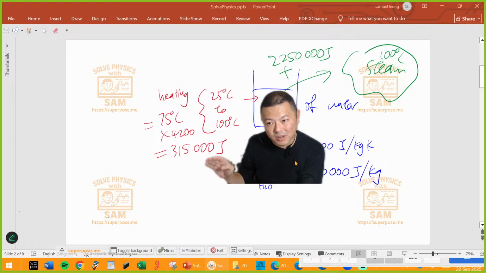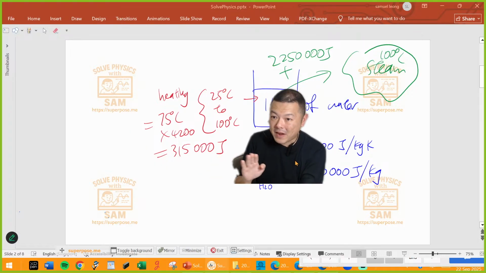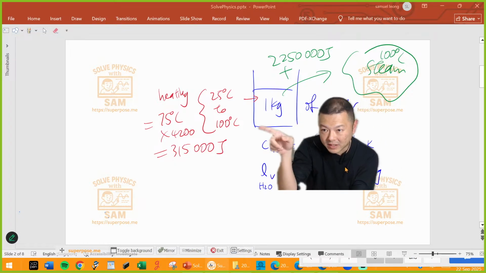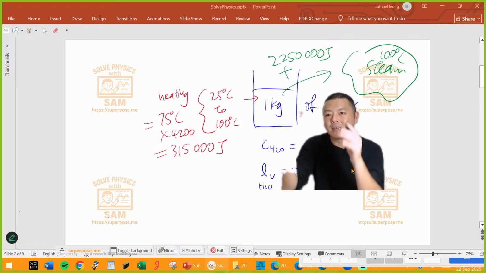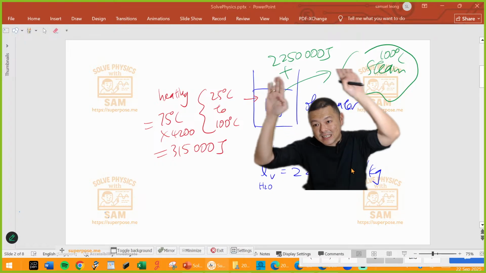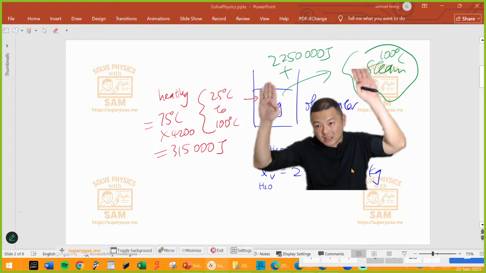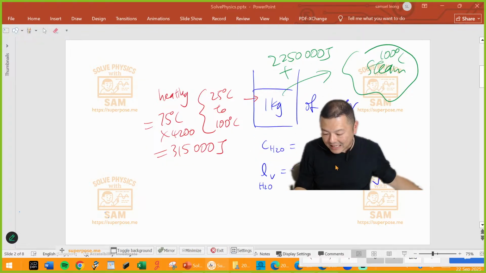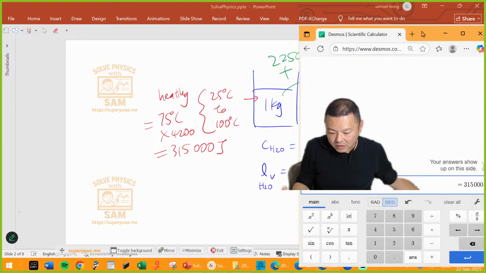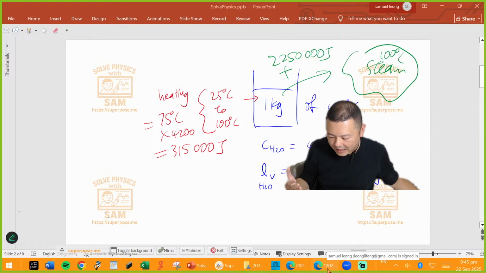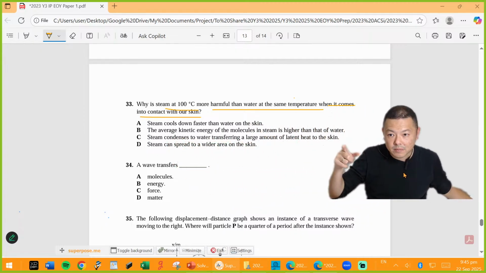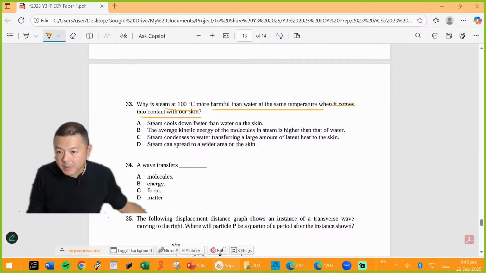Numbers-wise, you can tell that 2.25 million is a lot more than 315,000. But it's not a very fair one-to-one comparison, because one is raising the temperature from 25 to 100, and the other is converting water into steam. But the idea here is that latent heat is a lot of heat, right? Latent heat is big. I'm trying to drill that image into you: steam condenses into water, transferring a large amount of latent heat to the skin. That's number 33.